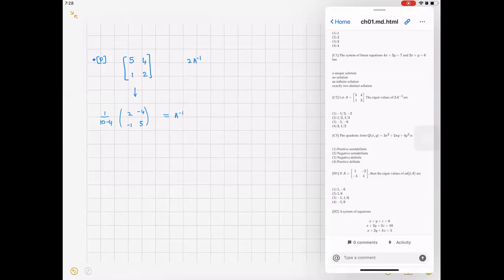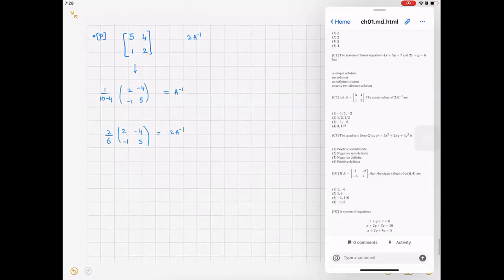Now 2 into A inverse is nothing but 2 divided by the determinant, 6, of 2, minus 4, minus 1 and 5. This will result in 1 by 3. So 2 by 3, minus 4 by 3, minus 1 by 3, 5 by 3. So this is 2 into A inverse.